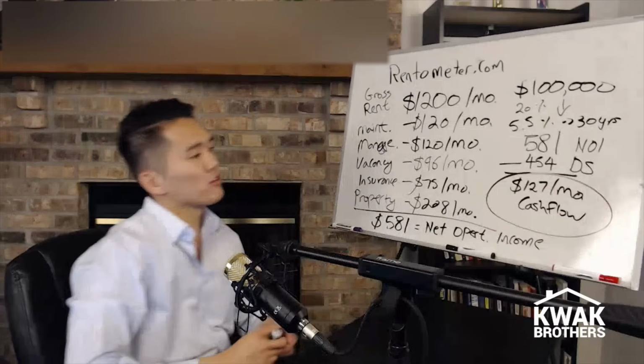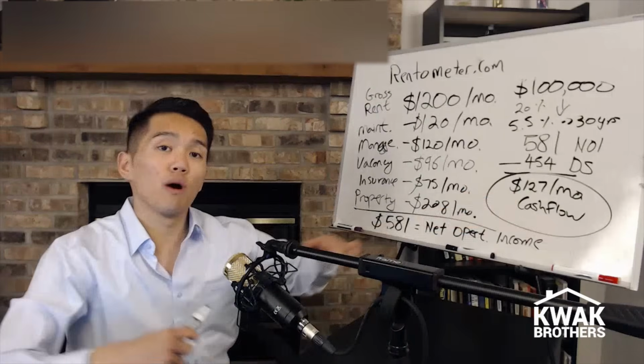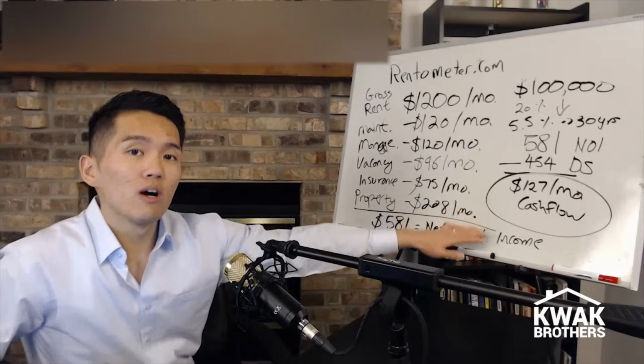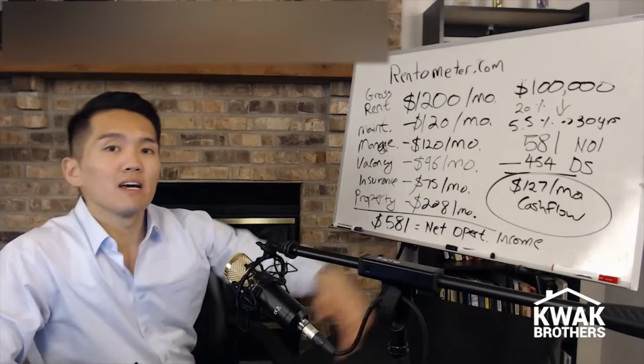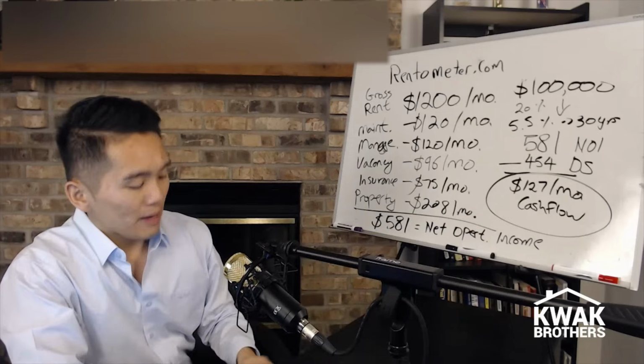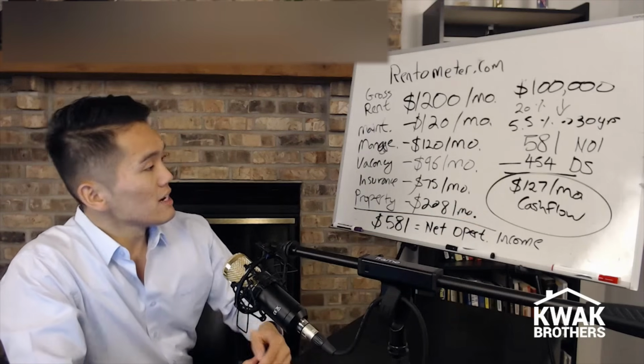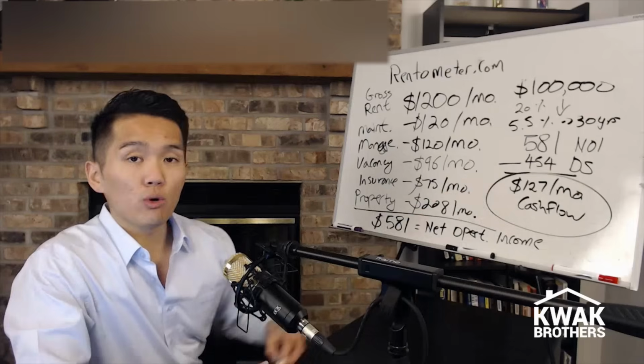That's what we're after, right? The cash flow is what puts food on our table, clothes on the kids' backs, the roof over our head. It makes sure that we have gas in our car. That's the number that we're going after.